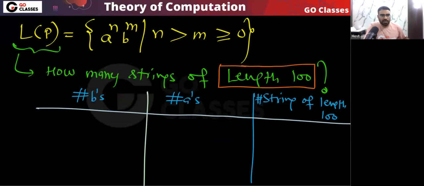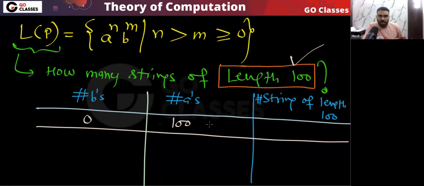So you tell me, the number of b can be 0. If the number of b is 0, then how many a's will be there? I want a string of length 100. If the number of b is 0, then I should have 100 a's. Yes or no? And how many such strings will be there? If the number of b is 0, then the number of a will be 100, because I want length 100 strings. My focus should be on length 100 strings.